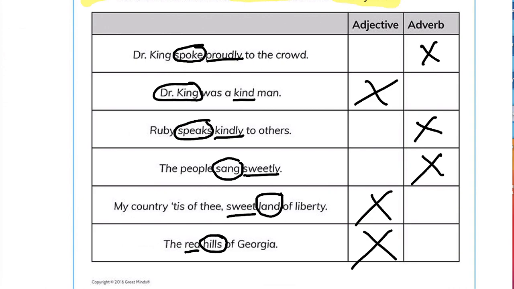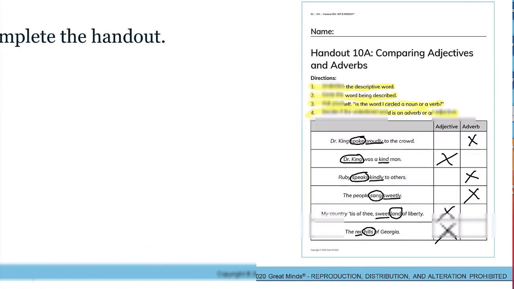So remember, adjectives describe nouns, and adverbs describe verbs or action words. Writers choose adjectives to give more detail about people, places, or things, and writers choose adverbs to give more detail about actions. So if you finish this page, you are done with the deep dive today.